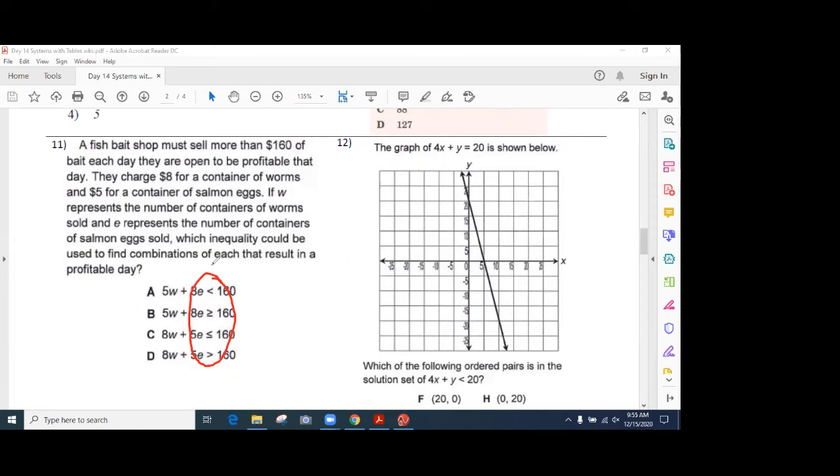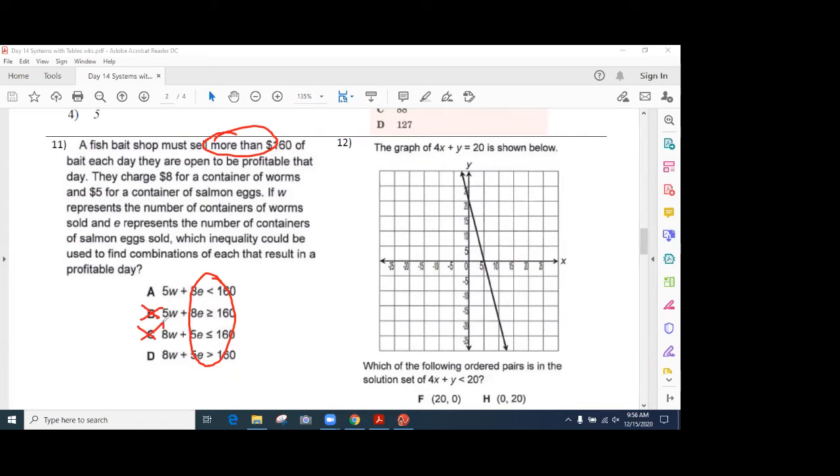It says a fish bait shop must sell more than $160 of bait each day. Oh, that might give it away right there. Look at that. So that right there is going to give this away. All right, I'm going to read this one statement and let's see if y'all can figure this out. A bait shop must sell more than $160. Okay. So if the bait shop must sell more than $160, can they sell $160 exactly? No. So it cannot have an equal sign. We just eliminated B and C.